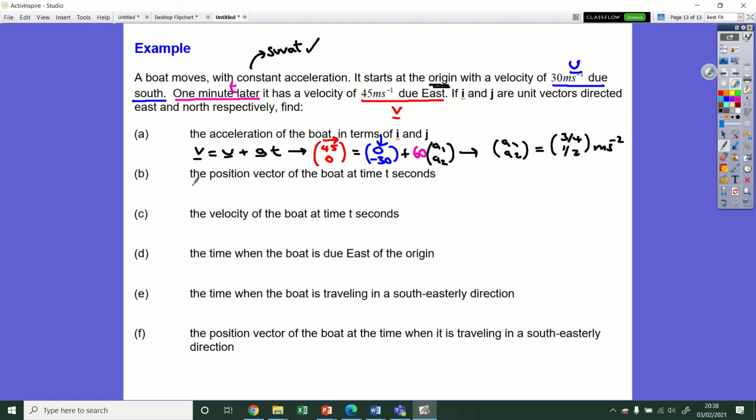Okay, that's A done. B, the position vector of the boat at time t seconds. Now, we're going to interpret position vector as being displacement from the origin. Seeing as we start at the origin, it makes sense to have my displacement vector as being that position vector. So S, displacement from the origin, is ut plus 1/2 at squared. Think of S as being displacement from where you started.